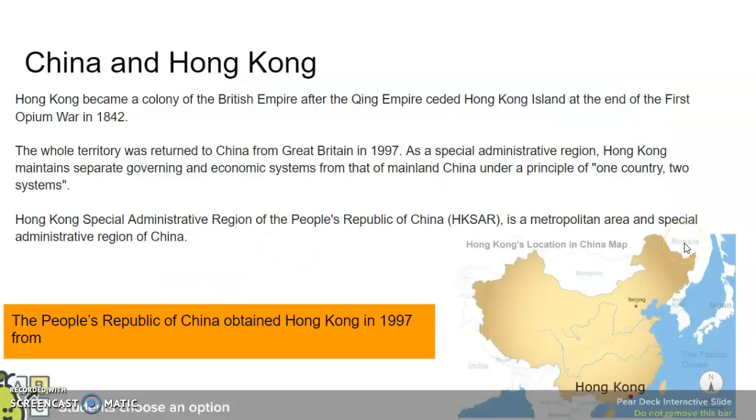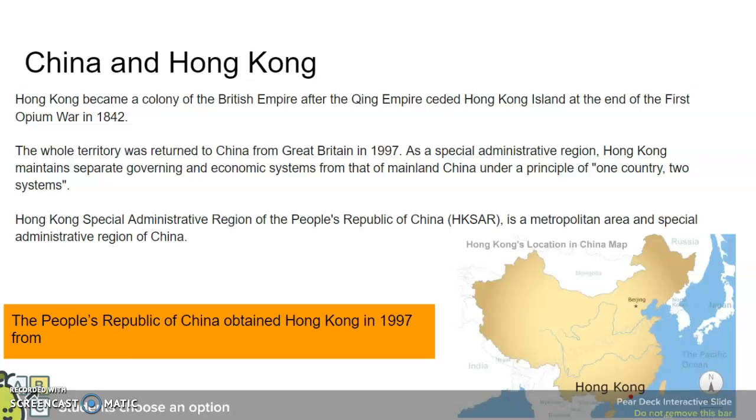Hong Kong became a colony of the British Empire after the Qing Empire ceded Hong Kong Island at the end of the First Opium War in 1842. The whole territory was returned to China from Great Britain in 1997. As a special administrative region, Hong Kong maintains separate governing and economic systems from that of mainland China under a principle of one country, two systems.